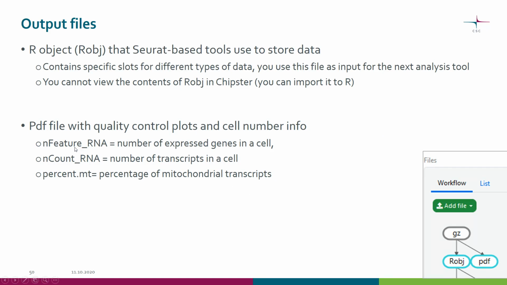There we have different terms, which can be a bit confusing. We have the number of expressed genes in a cell, called nFeature_RNA. There's also the number of transcripts in a cell, nCount_RNA. And then there is the percentage of mitochondrial transcripts, percent.mt. These names are from Seurat version 3 that Chipster uses. Seurat version 2 had slightly different naming for these things.